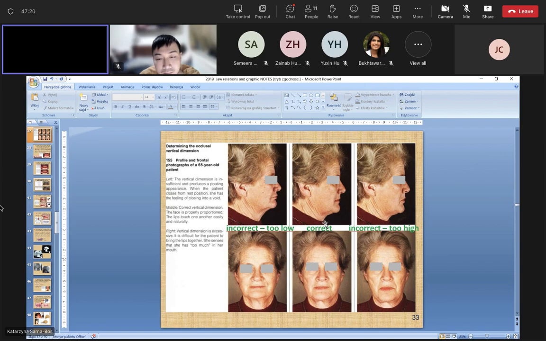It is difficult for the patient to bring the lips together. She senses that she has too much in her mouth. Yes, we can notice it here. Of course, in such a case, it needs correction. We should remove some wax from the lower rim to make the patient more comfortable.